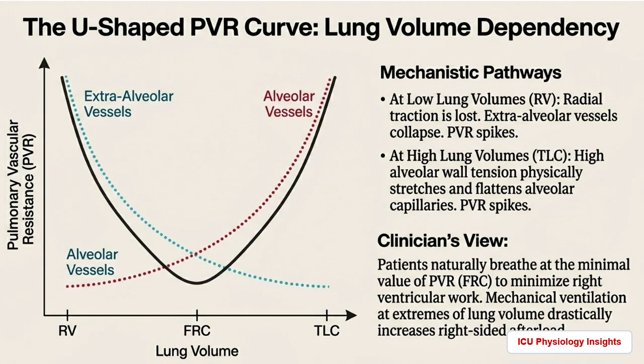Now, it's not just blood pressure that messes with resistance. Lung volume has a really profound and kind of counterintuitive effect. Look at this graph. Pulmonary vascular resistance is actually at its absolute lowest at our normal resting lung volume, what we call functional residual capacity, or FRC. If you go to very low lung volumes, those extra-alveolar vessels lose their radial traction and they get squashed, which increases resistance. But if you go to very high lung volumes, the alveolar walls get stretched so taut that they thin out and compress the capillaries running through them, which also increases resistance. It's a real Goldilocks situation.